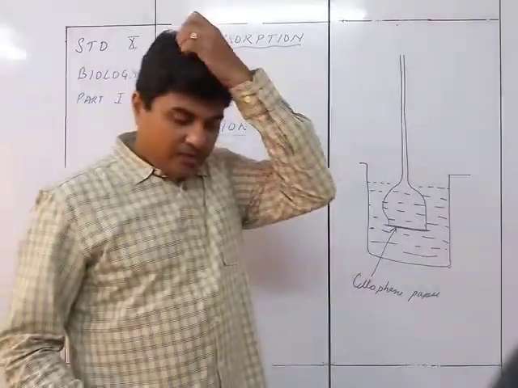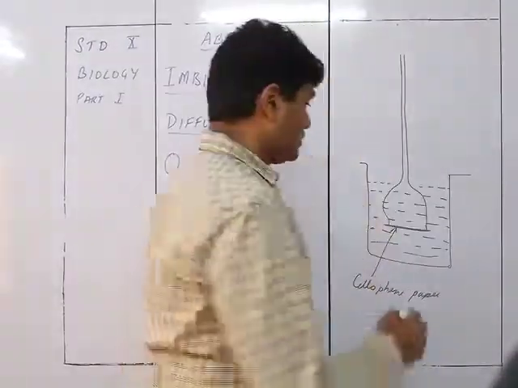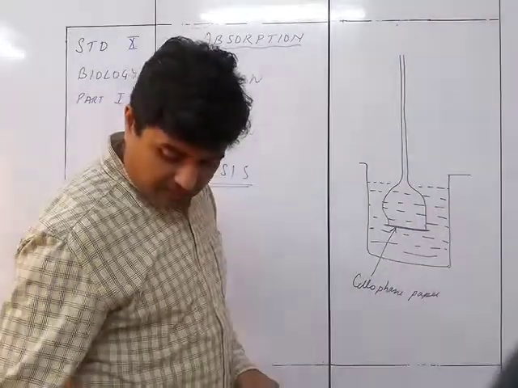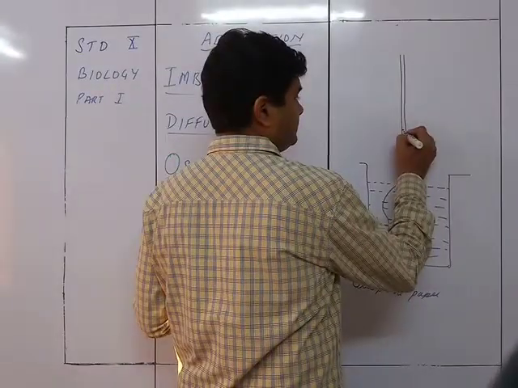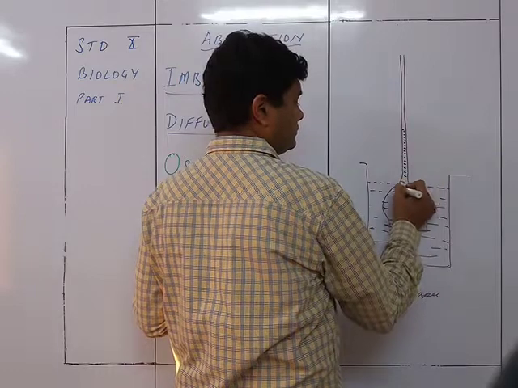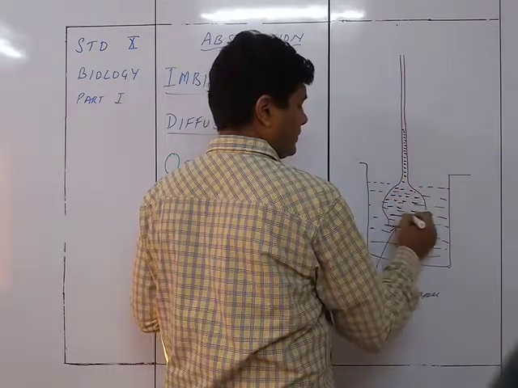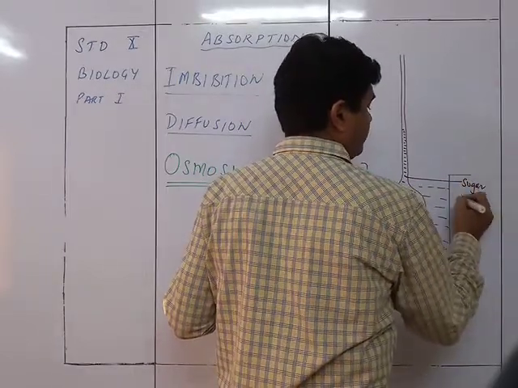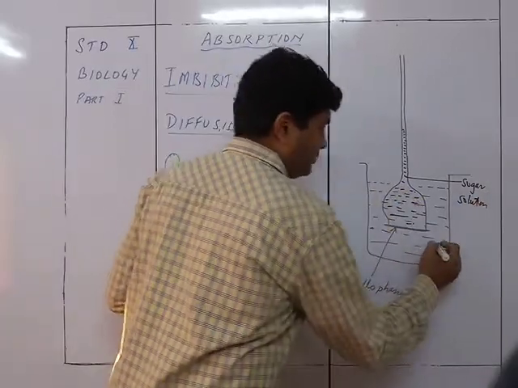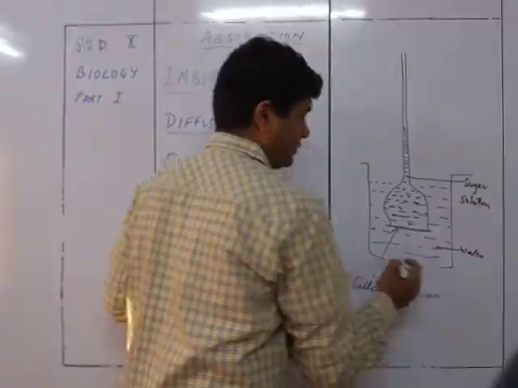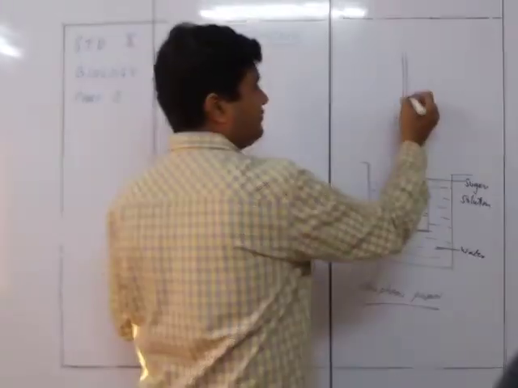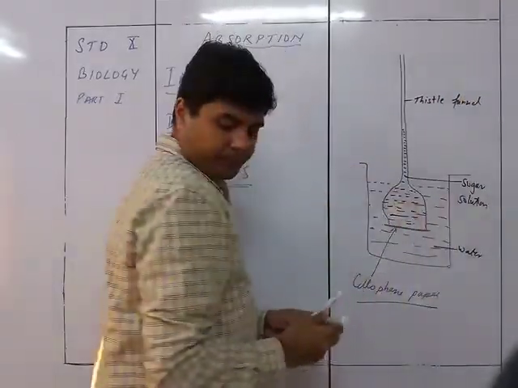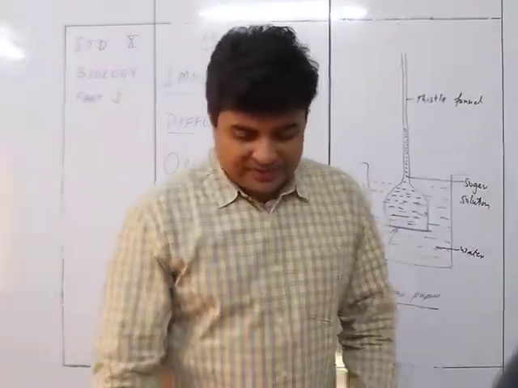Now, inside the thistle funnel you are going to place some amount of sugar solution. The black part over here is the sugar solution, and this part is water. This is the cellophane paper. This is a thistle funnel which is kept inverted. So this is the arrangement you have seen.